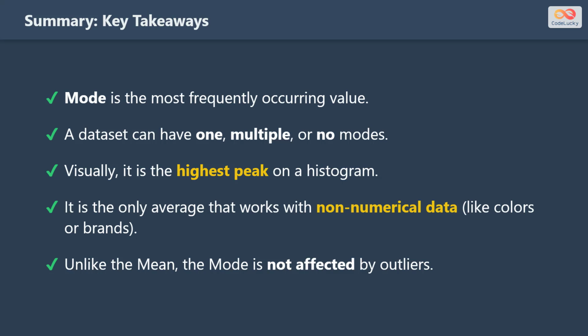To wrap up, remember that the mode is the most frequent value. A dataset can have 1, multiple, or no modes. It is easily spotted as the highest peak on a graph, and it is the go-to measure for categorical data and determining popularity.